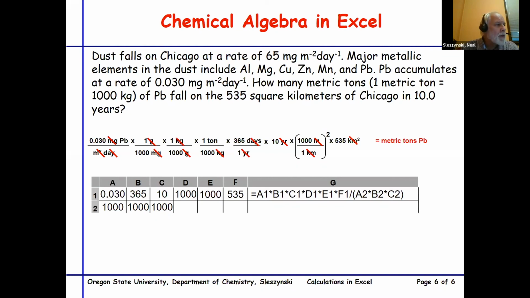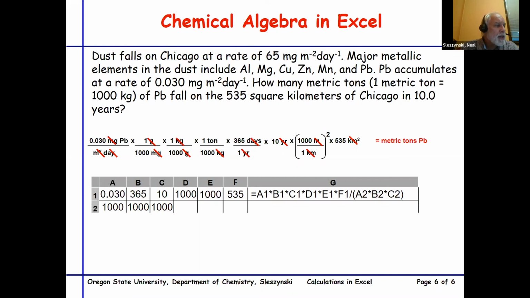I'm going to leave out the ones because I'm lazy. And I'm going to arrange the cells so that everything in the numerator is in one row and everything in the denominator is immediately in the row below it. And then finally, when I'm ready to do the calculation, I'm going to type in an equal sign. And then I will either type in or more likely point with my mouse to the individual cells.